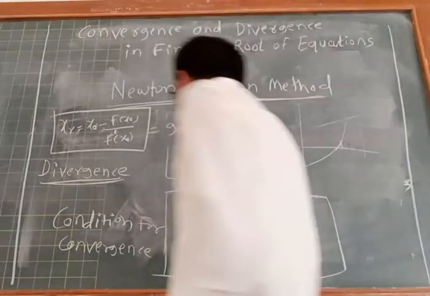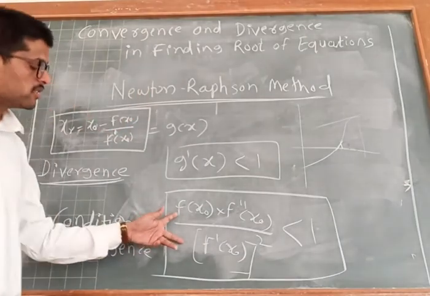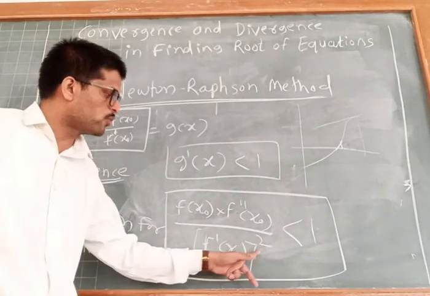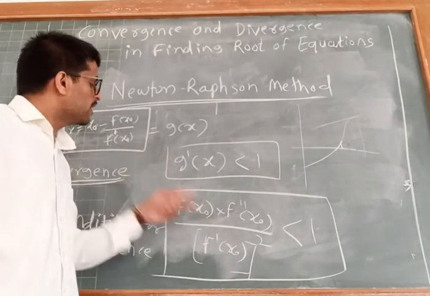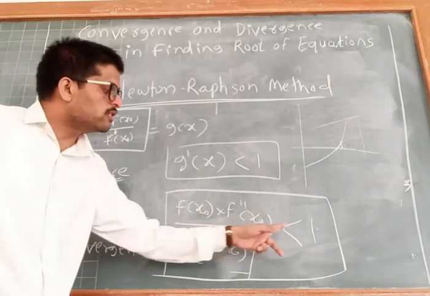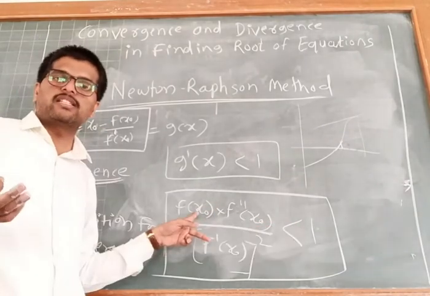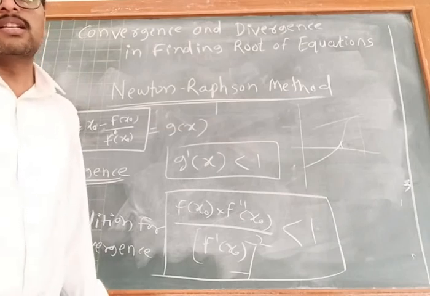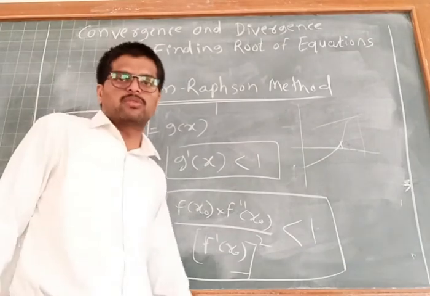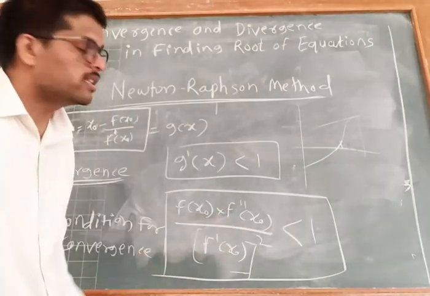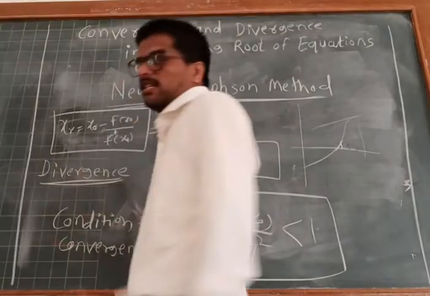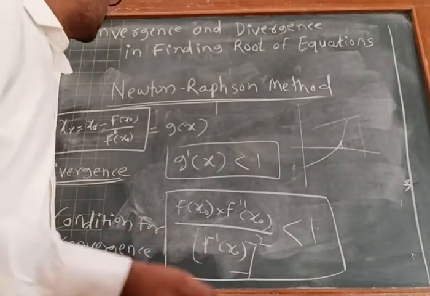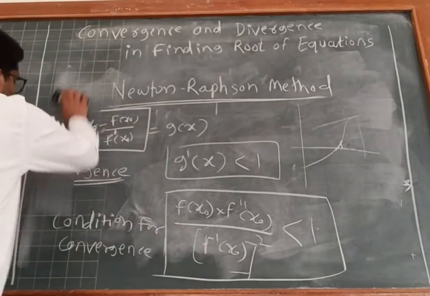Okay. So if f of x0 into f double dash of x0 divided by f dash of x0 squared, when you put the initial case value x0 in this equation, is not less than 1, then in that case you have to choose another initial case. Are you getting this? You have to choose another initial case, which is near to the actual root. So for any problem you have to check this condition and then only proceed. Is it clear? Now we will see the convergence and divergence in case of the successive approximation method.